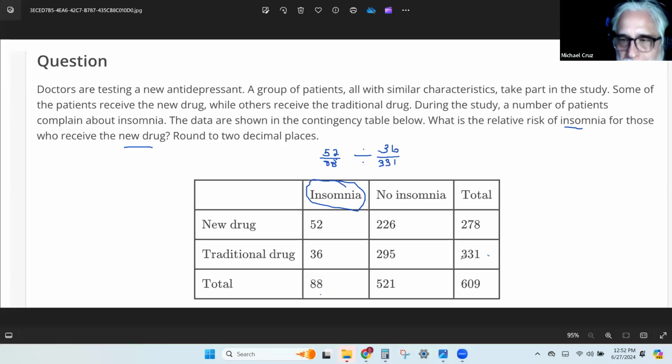Now this one, like I said, I remember on the one that we did earlier, they didn't both use the same denominator. And that was the mistake that I had made when I first started doing this. So on this one, they always went to the one on the side. And so what that amounts to is that's the number of traditional drug people with insomnia, because you're comparing traditional drug people with insomnia to new drug people with insomnia.